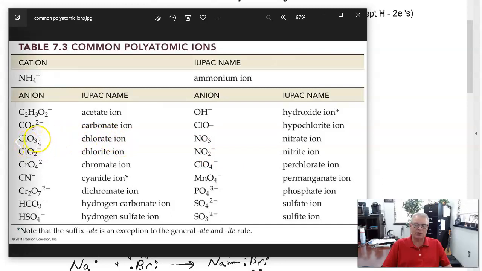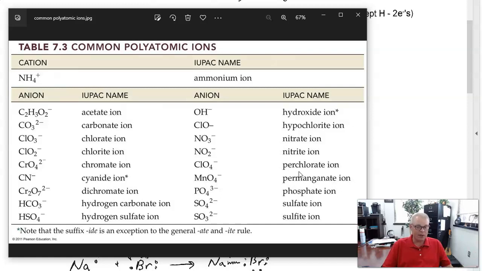That's a ClO3 minus 1 charge. A ClO2 minus 1 charge is a chlorite. A ClO minus is a hypochlorite. Going the other way, if you see one more oxygen than the -ate, that's a per-ate. So a ClO4 minus 1, one more than that, is a perchlorate. So it goes perchlorate, chlorate, chlorite, hypochlorite.